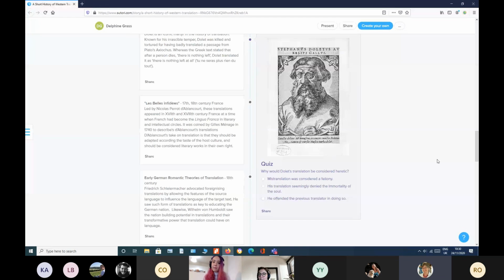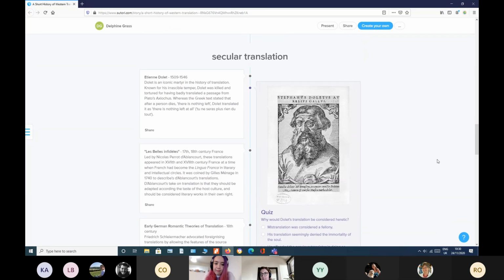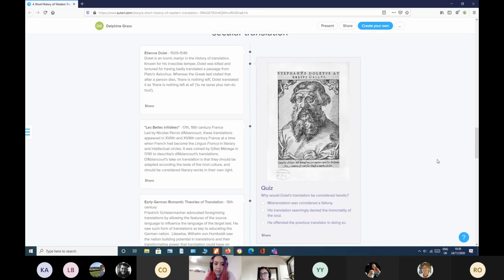So Bastien has said here the Catholics didn't want the Bible to be corrupted in any way at all. And Delphine's right, nodding. Yes, I'm nodding. If the translation says there is nothing left at all, it suggests that there is no afterlife, and essentially that was considered heresy. So yeah, Bastien is right. So you can see that translation at the time could be really dangerous business, especially if you were translating religious texts.